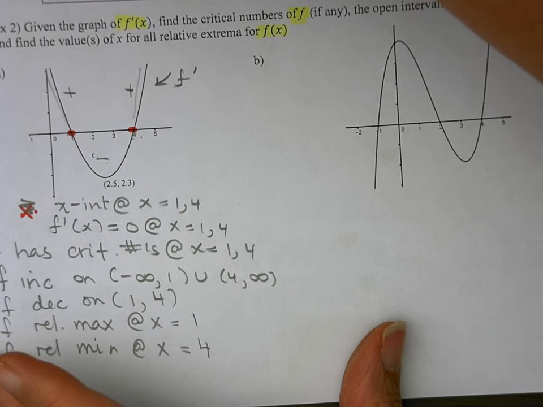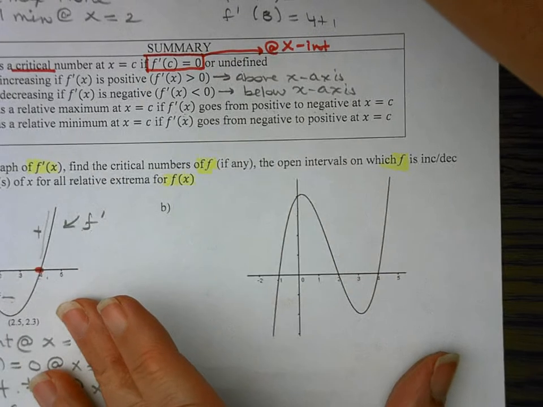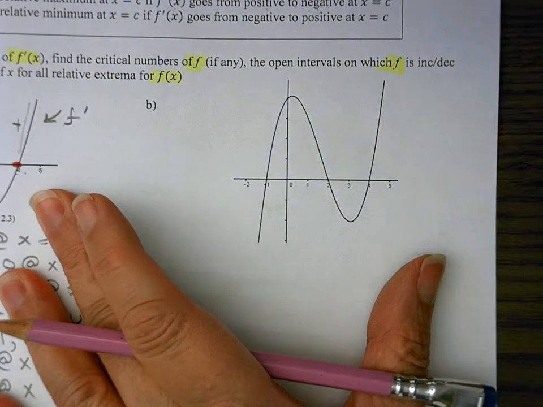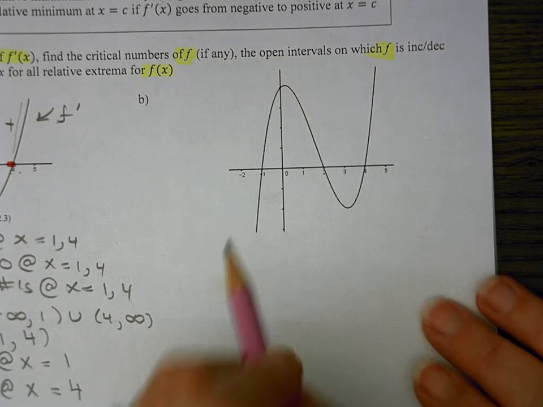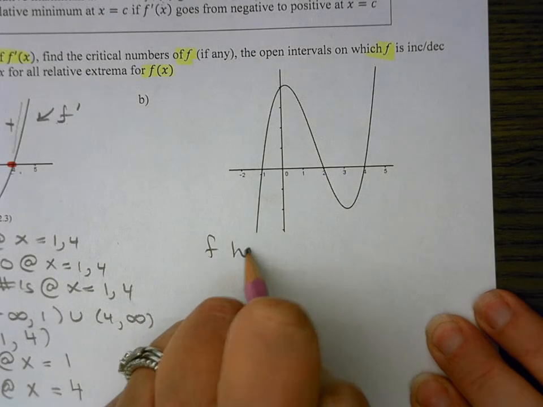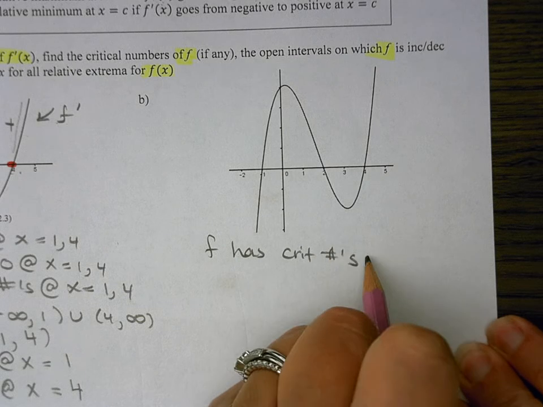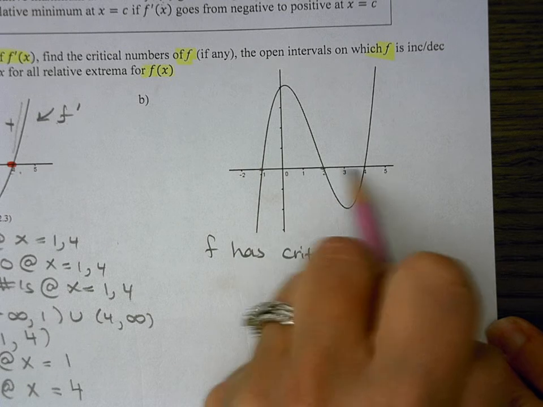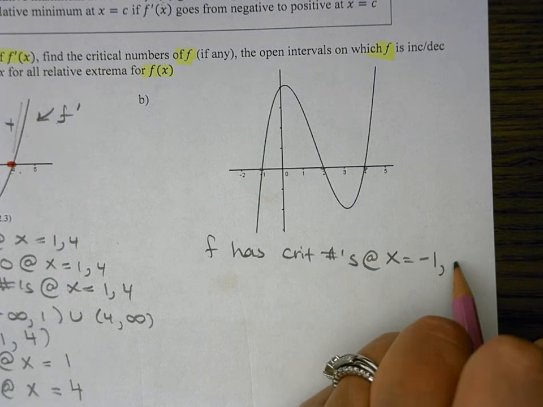All right, so let's take a look at B. You may want to press pause and try this one on your own. Okay, let's start with our critical numbers. I think about the definition. I know that f has critical numbers when f prime is equal to 0. So it's equal to 0 here, here, and here, so that would be at negative 1, 2, and 4.